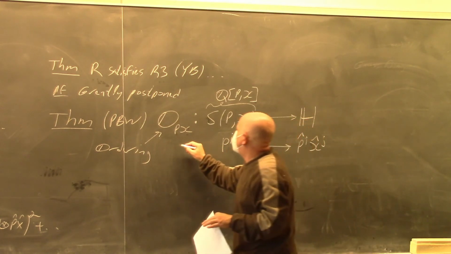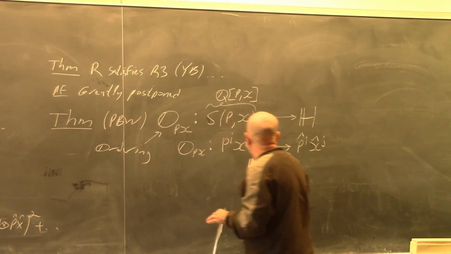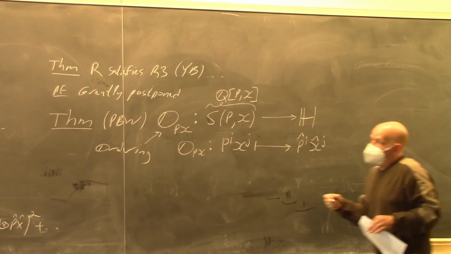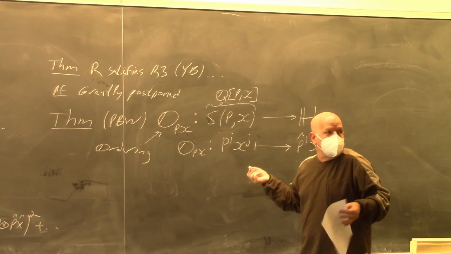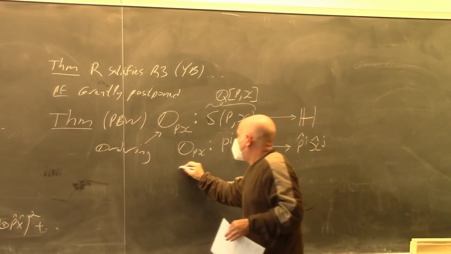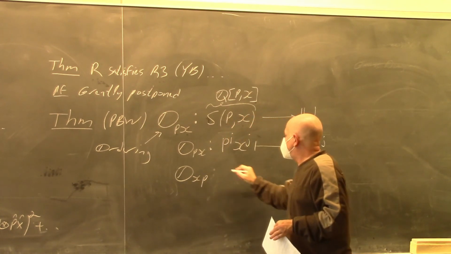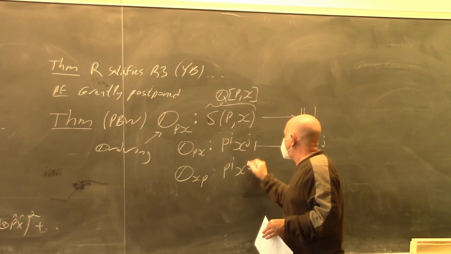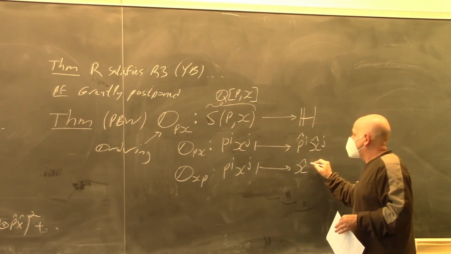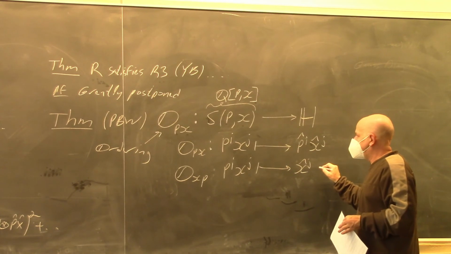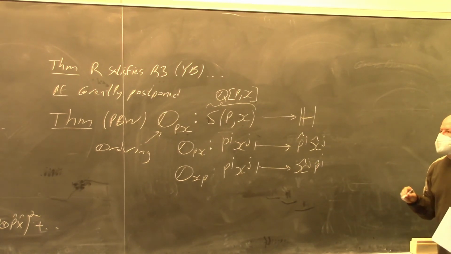So this is the map O_PX. It does this. And similarly, though I will not use it, equally well I could have defined O_XP to be the map which will map P^i X^j to first X, then P. Okay?